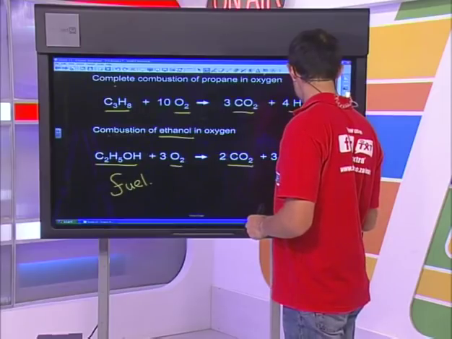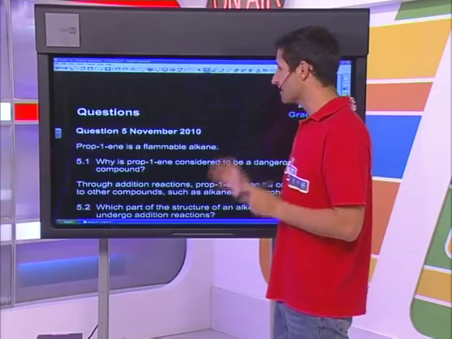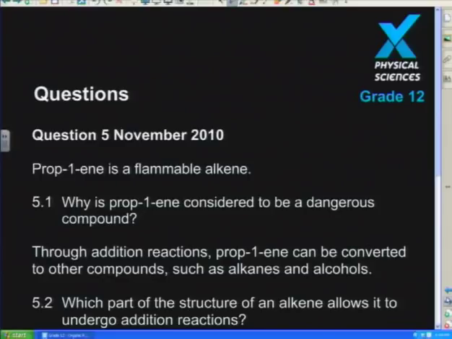Okay, into it right now. What we're going to do is we're going to go into one of those past paper questions. Now, this is question 5, November 2010. Just remember, if you're looking on the website, to look for that past paper. This is paper 2. A lot of you matrics don't know that paper 2 is chemistry, so it's paper 2, there we go, and paper 2 is our chemistry paper. Okay, now we're back to our friend. Prop-1-ene is a flammable alkene. Flammable means that we can burn it.